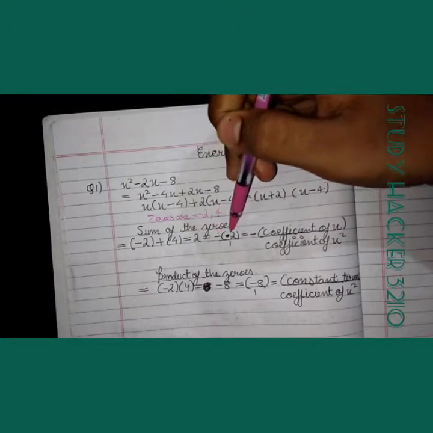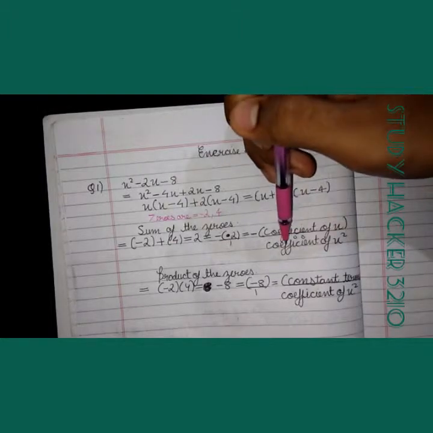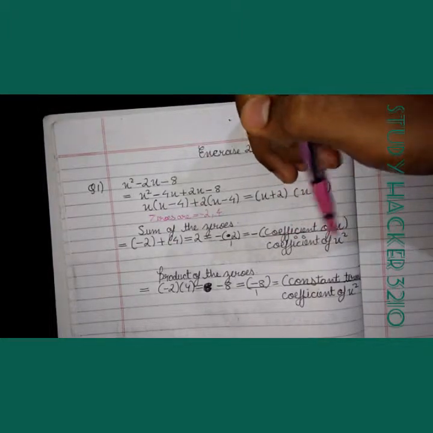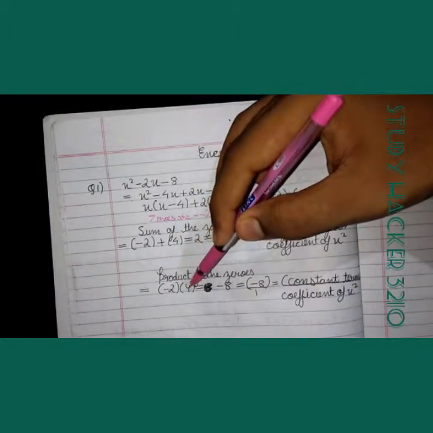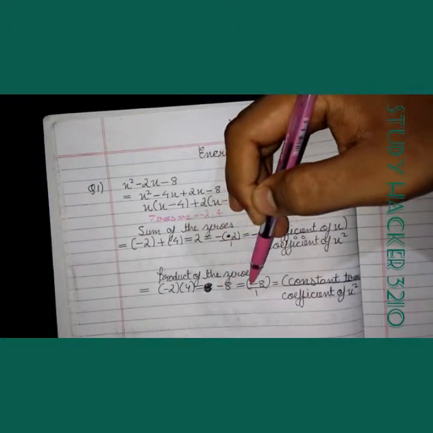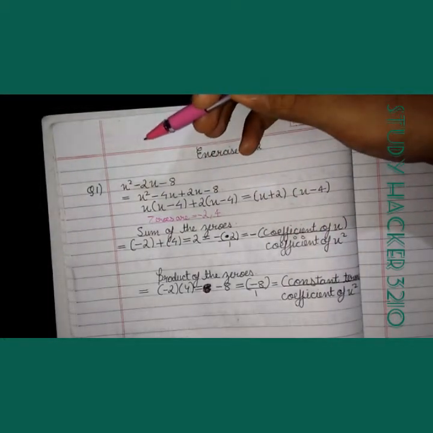We have to verify the coefficients and the zeros. So we will verify the sum of zeros. Minus 2 plus 4 equals 2, which equals minus 4 upon 1, which equals minus coefficient of x upon coefficient of x square. Then we write the product of zeros, which equals minus 2 into 4, which equals minus 8, which equals minus 8 upon 1, which equals constant term upon coefficient of x square. So here we have completed the first question.